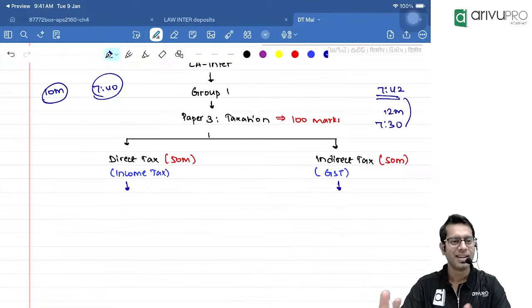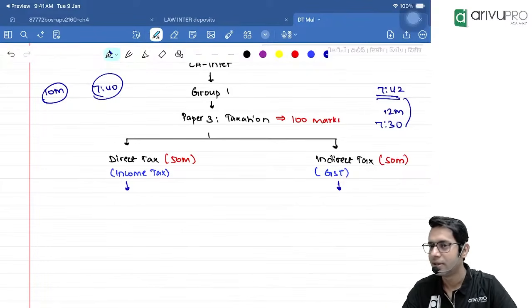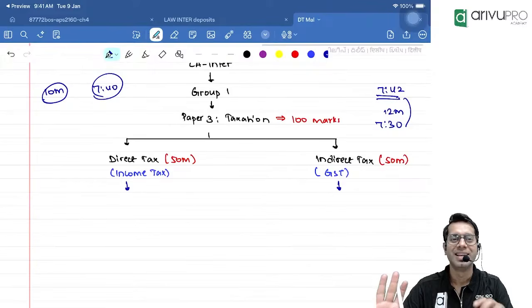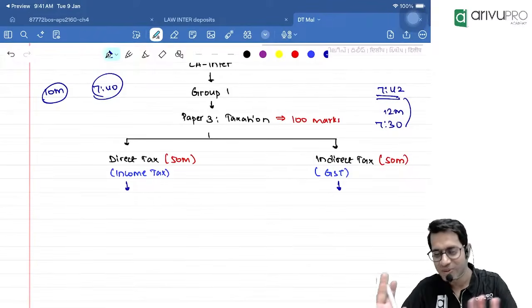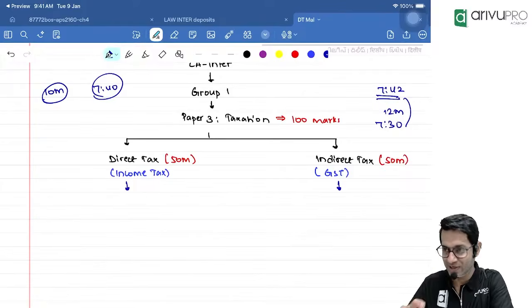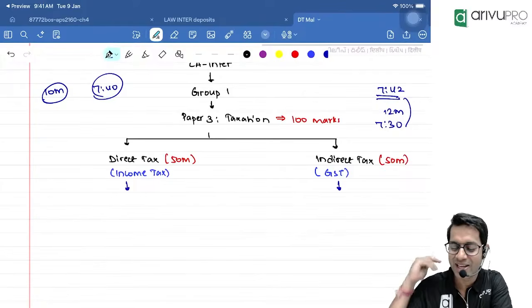Everyone is fine with this rule? This rule is there. I'm telling you on the first day only, so you cannot say I didn't tell you.